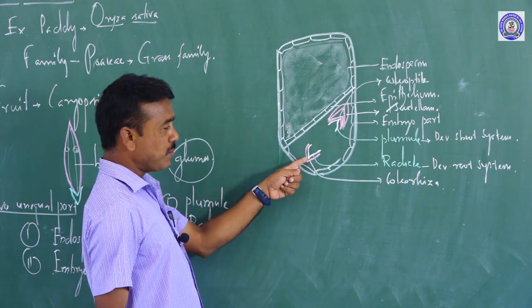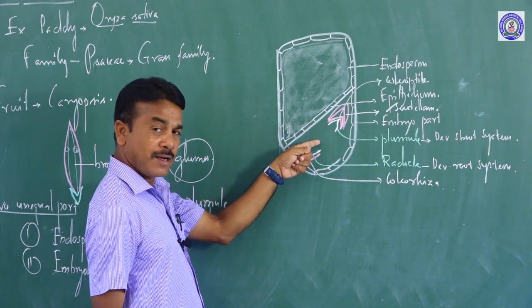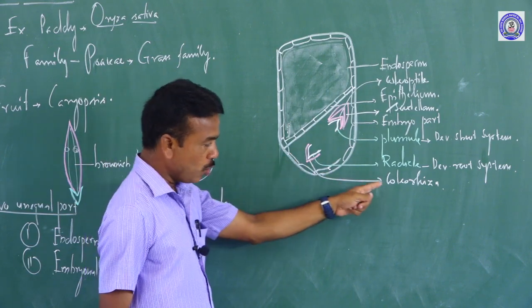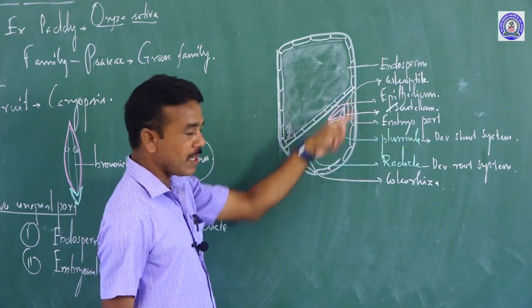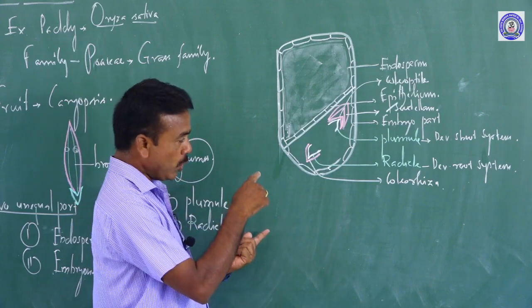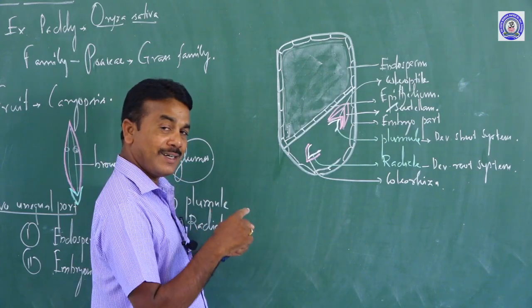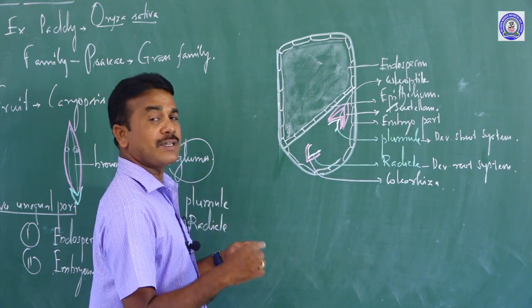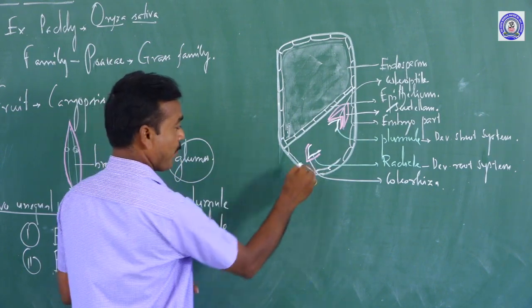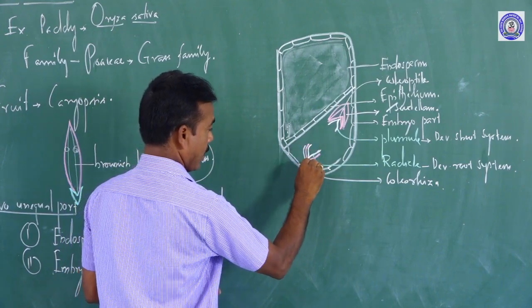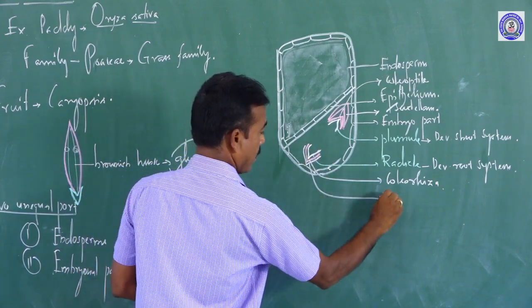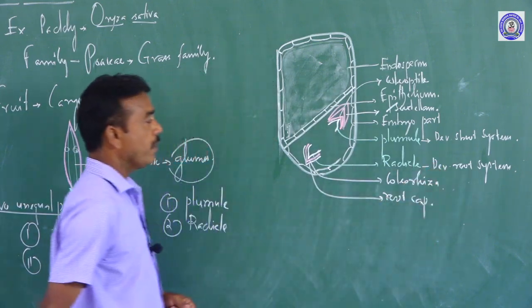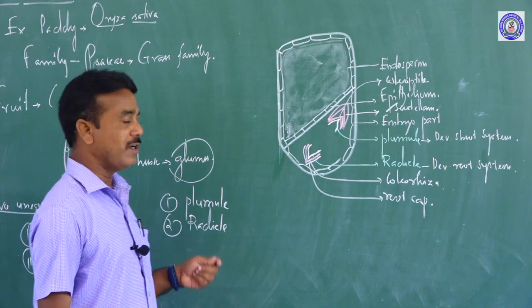So both coleoptile and coleorhiza are commonly called sheaths. The root sheath is coleorhiza, and the shoot sheath is coleoptile. The coleorhiza has a short axis which is protected by what is commonly called the root cap. This is the structural part of the monocot seed.